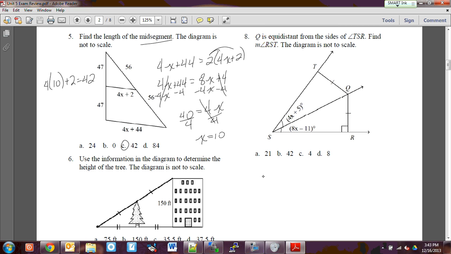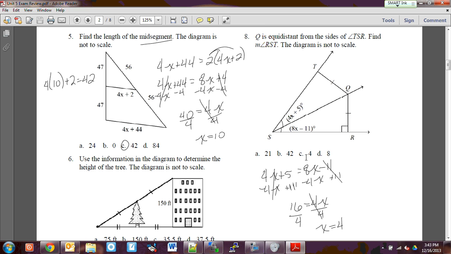So to solve this problem, all you have to do is set 4x plus 5 equal to 8x minus 11, solve for x, plug it in, and solve for the angle. Alright, so minus 4x, plus 11 plus 11, that's supposed to say 11. So we have 16 equals 4x, divide by 4, divide by 4, so x equals 4.